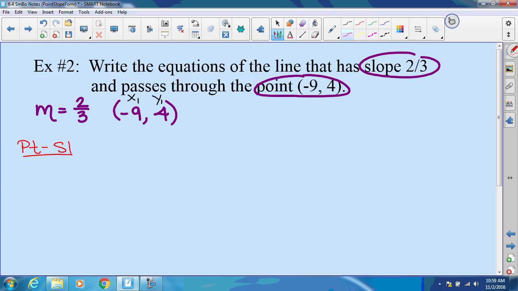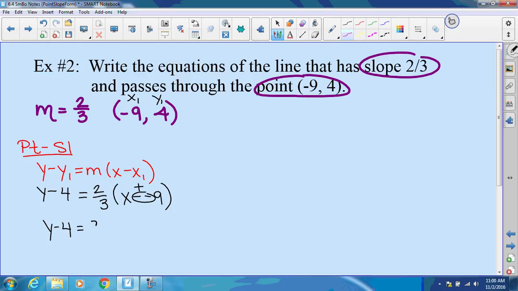So point slope form is y minus y1 equals m parentheses x minus x1. And then you're going to plug in those values. So y minus my y1 is 4 equals my m is 2/3 parentheses x minus my x1 is -9. The only change that I need to make anytime I'm doing point slope is to get rid of double negatives. So my final answer will be y minus 4 equals 2/3 parentheses x plus 9. And there's my answer in point slope form.